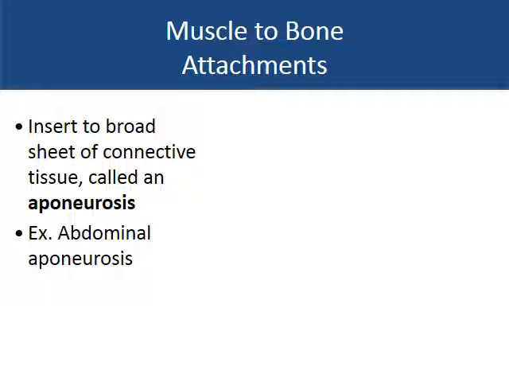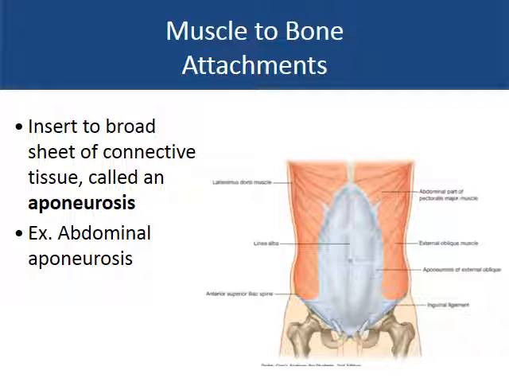Finally, there are some muscles that do not attach directly to a bone, but instead attach to another muscle via a broad sheet of connective tissue called an aponeurosis. One example of this would be the abdominal aponeurosis. Here, the external oblique muscles, which wrap around the sides of the abdomen, are attached to each other anteriorly via an aponeurosis, essentially a very broad, thin tendon, which appears white, that connects the two muscles and does not attach to any bone.